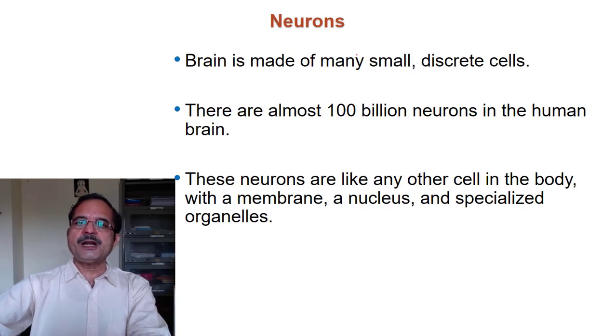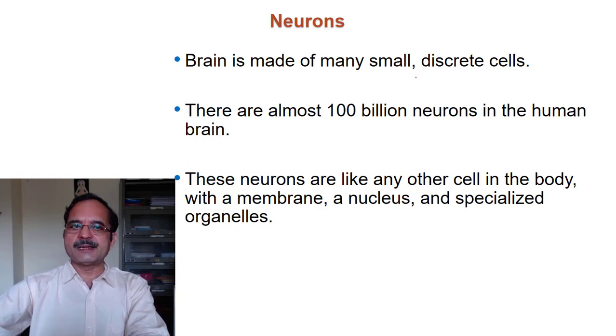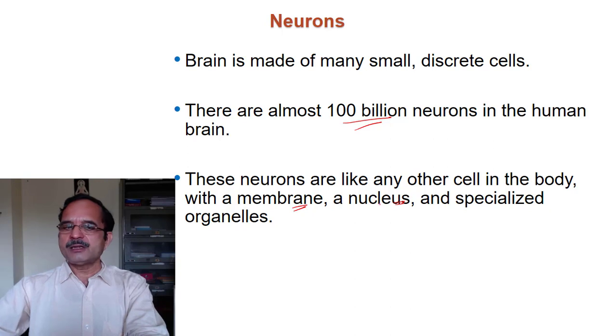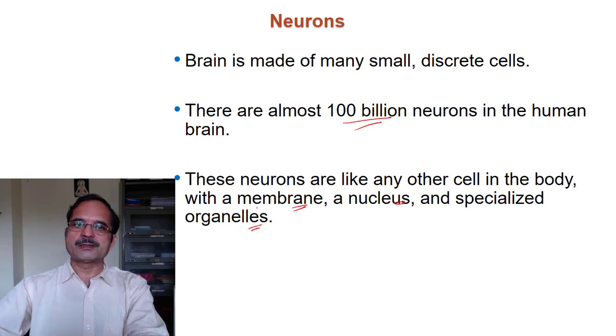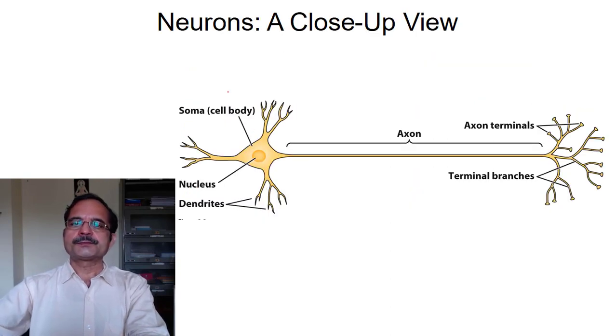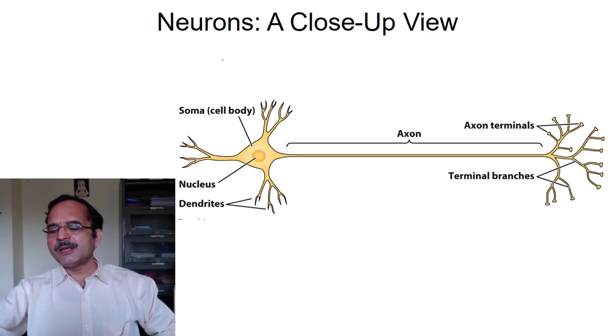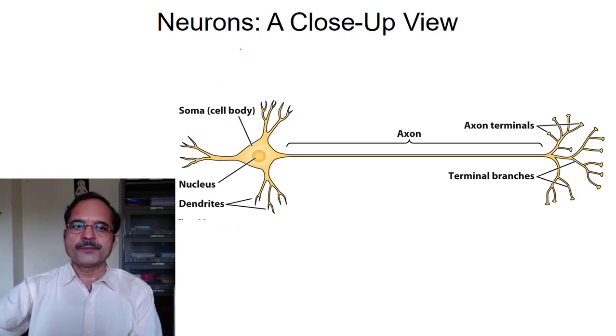So the brain is made up of very small discrete cells. There are about 100 billion neurons in the human brain. These neurons are like any other cell in the body, with a membrane, nucleus, and specialized organelles. This is the typical structure of the neuron.